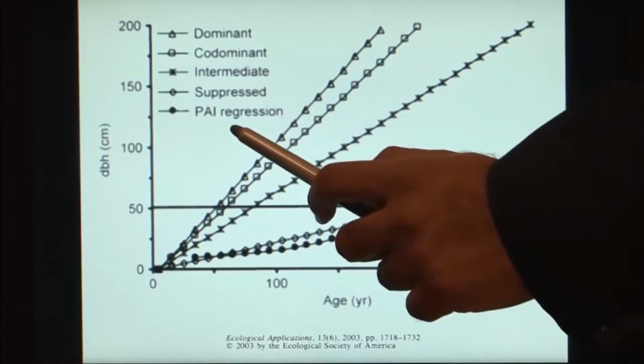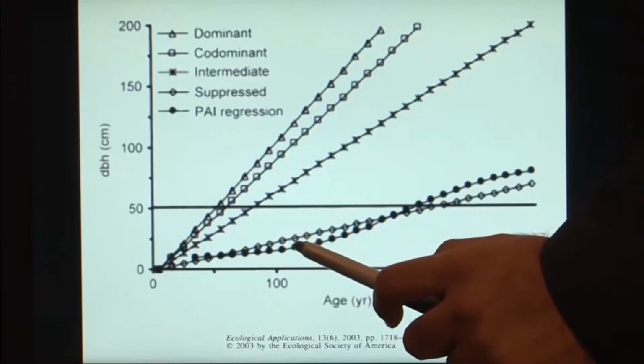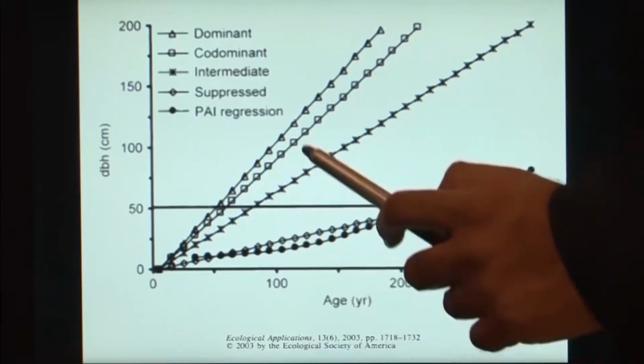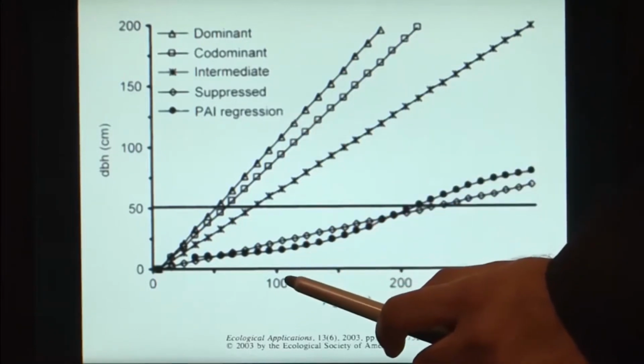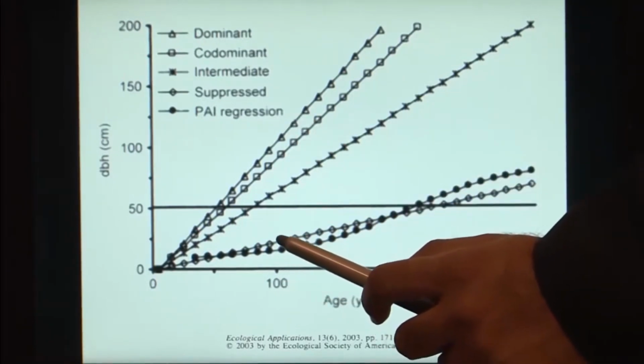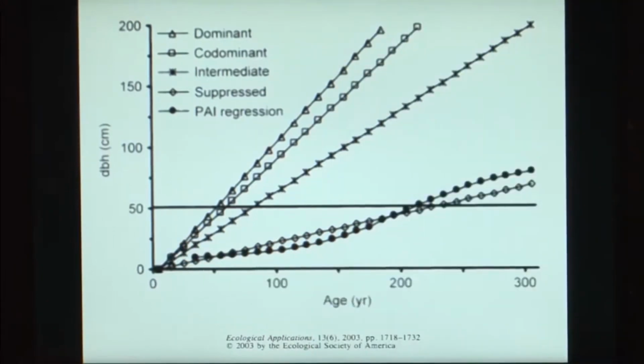Similarly, if we look at these suppressed trees, these diamond shaped figures are the suppressed trees. So, if we compare our dominant tree which is putting up 100 plus centimeters of diameter, as compared to that, this tree will only be putting up say 30 to 40 centimeters of diameter. So, in this case we are varying just one factor, and that is the amount of sunlight that a tree is receiving.